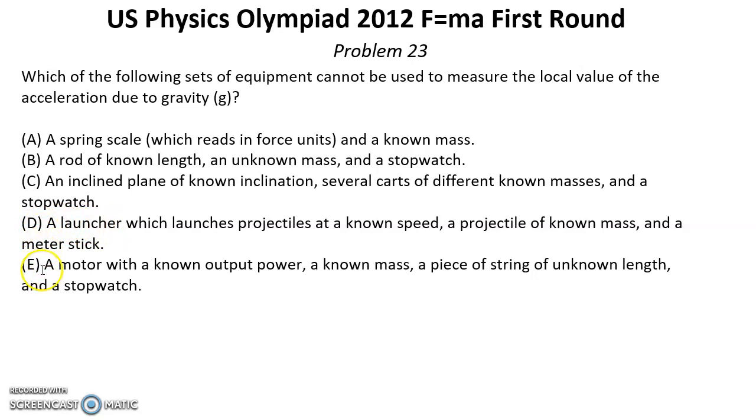And last one, E. A motor with a known output power, a known mass, a piece of string of unknown length and a stopwatch. This one is tricky because we have a motor with a known output power, and we can hang this motor using string, turn it on and count the total time for this motor to pull itself up the string.